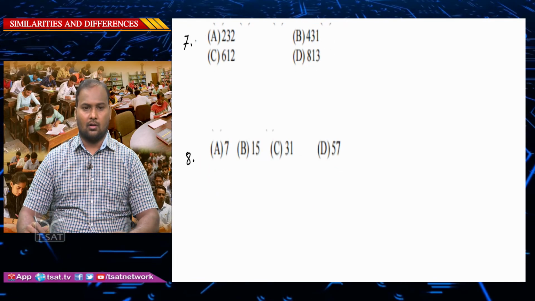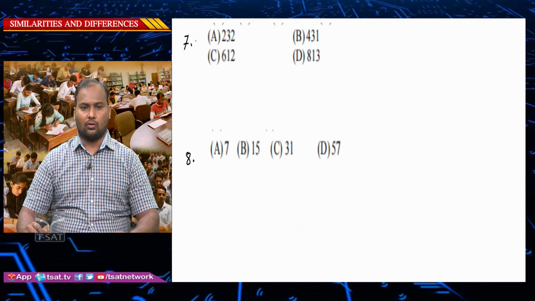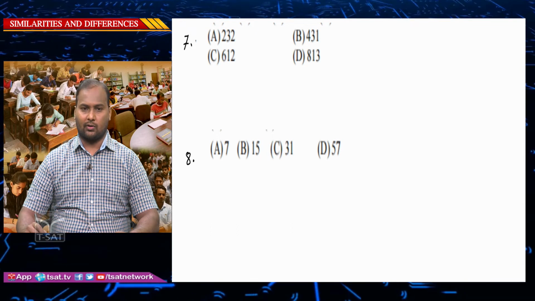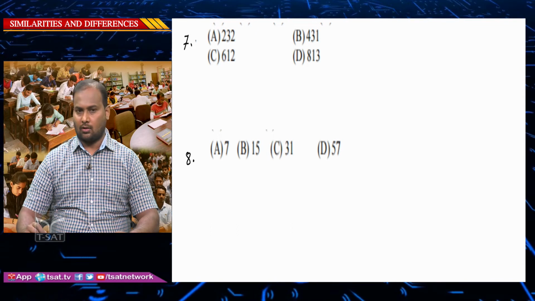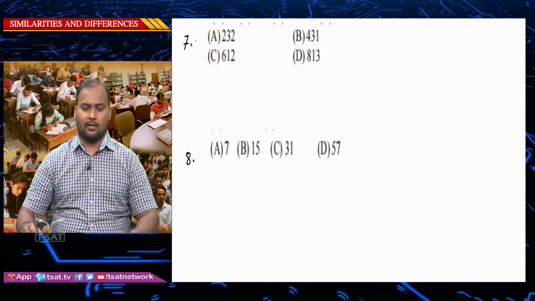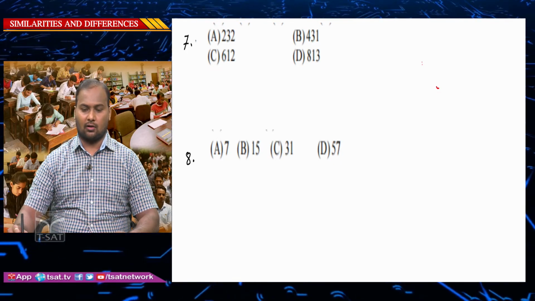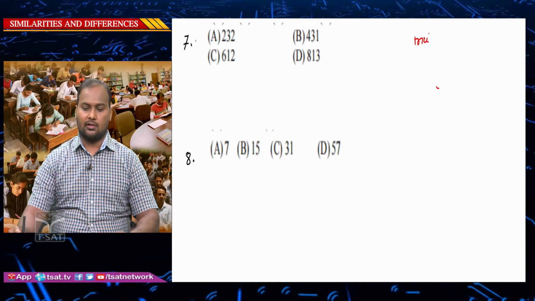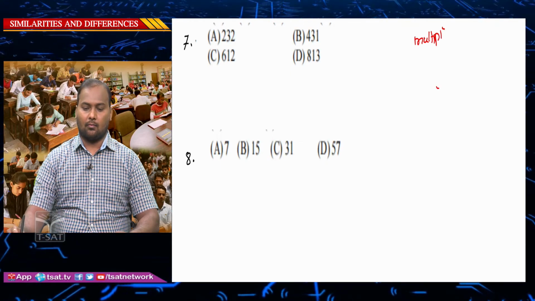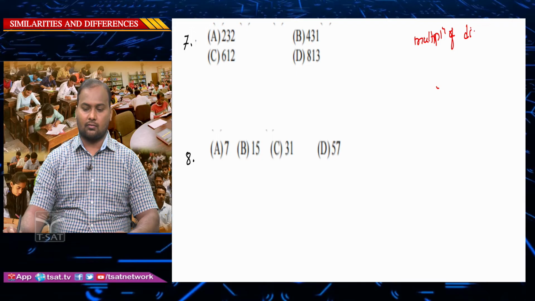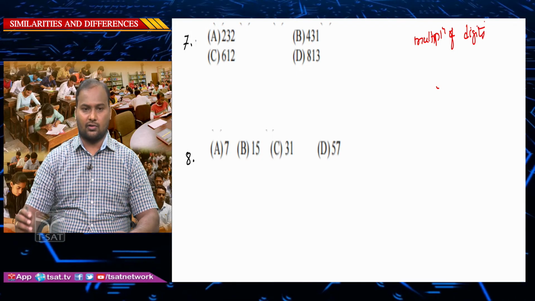7th question. In this question, 232, 431, 612, 813. Is there any common logic here? Yes, the common logic here is multiplication of digits. The logic is very simple. The logic is based on multiplication of digits. So how is it multiplication of digits?